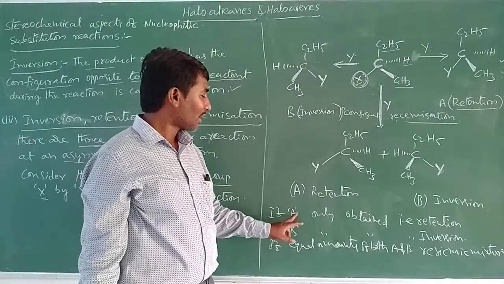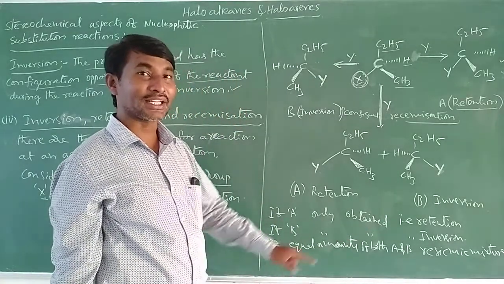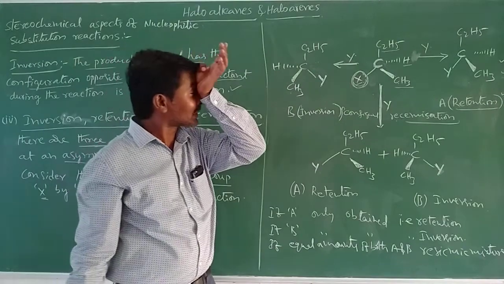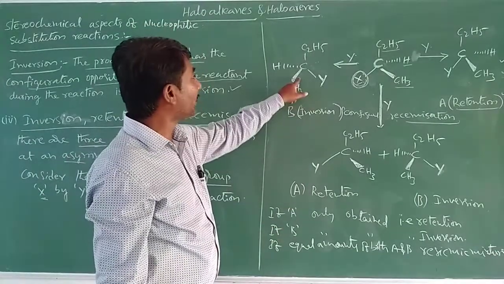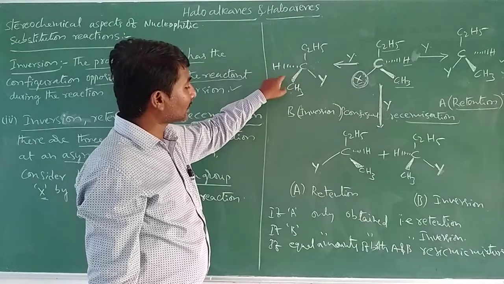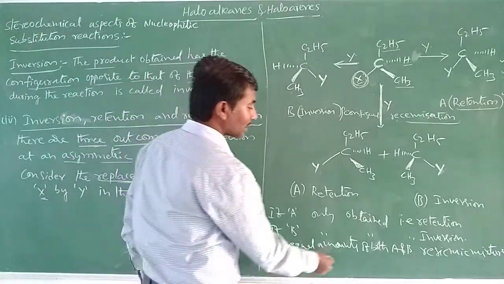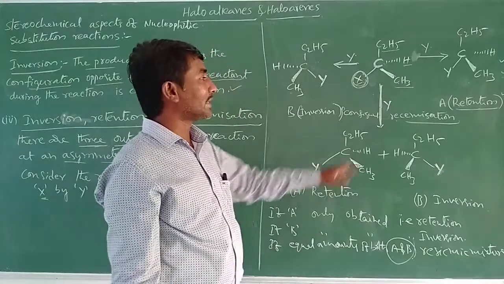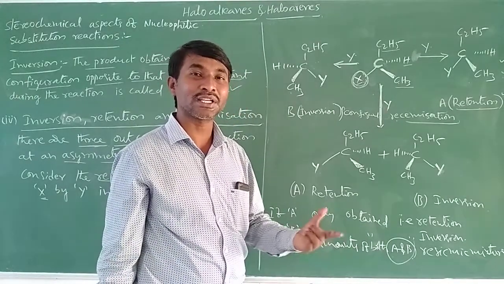The conclusion for this reaction: if only compound A is obtained, that is retention configuration. If only compound B is obtained, that is inversion configuration. And if equal amounts of both A and B are obtained, the process is called racemization, and the mixture is a racemic mixture.